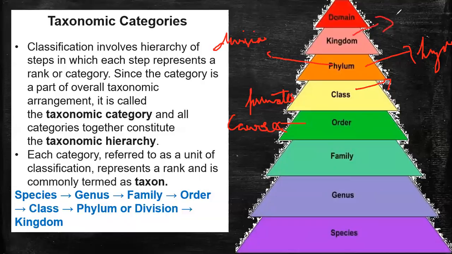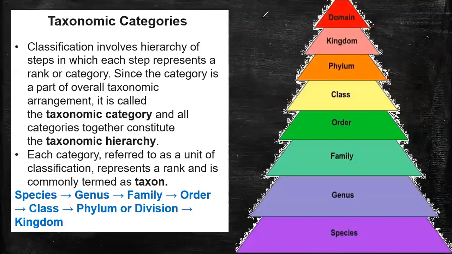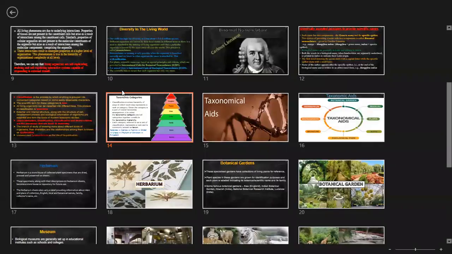Kingdom. It is the highest category. Kingdom Animalia includes all the animals belonging to various phyla and is assigned to the highest category, that is the kingdom. Clear? Now we are moving back to the binomial nomenclature.